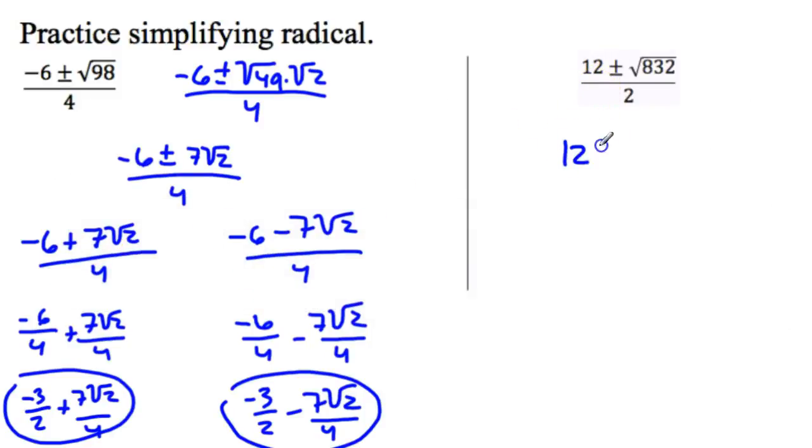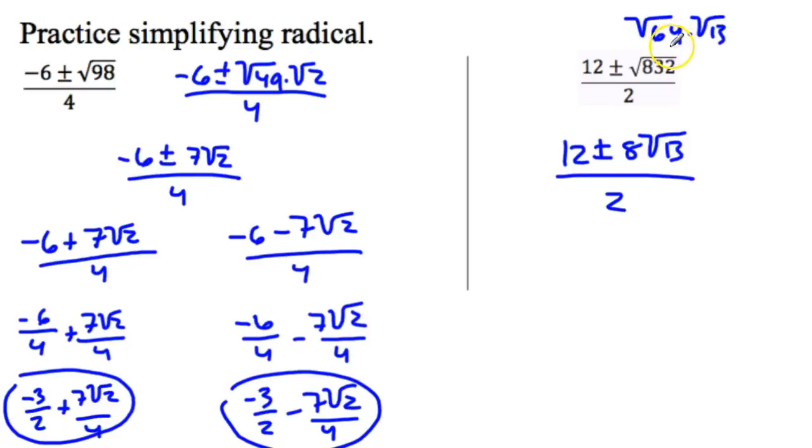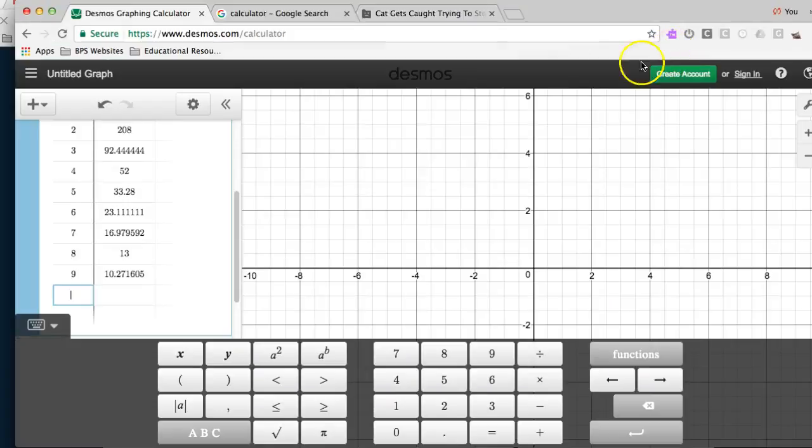You don't believe me? Well, let me write this down first. 12 plus or minus, I'm telling you, 8 radical 13 divided by 2. This is really the square root, or radical 64 times radical 13, because the square root of 64 is 8. So what's 64 times 13? 64 times 13. All right.